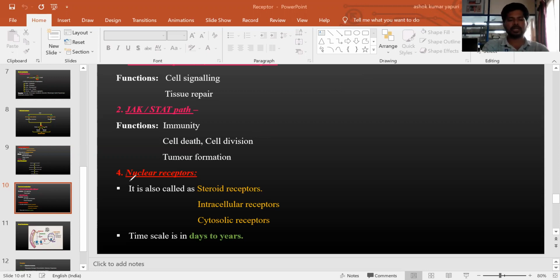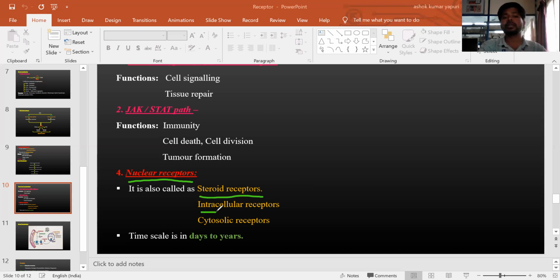So part 4 is nothing but the type 4 receptors, which are nuclear receptors. The nuclear receptors are also called steroid receptors. Why? Because all steroidal molecules like glucocorticoids, progesterone, estrogen, testosterone, mineralocorticoid, that is aldosterone, all the steroidal molecules interact with the nuclear receptors for their biological action. That's why all steroidal molecules are involved here, so they are called steroidal receptors.